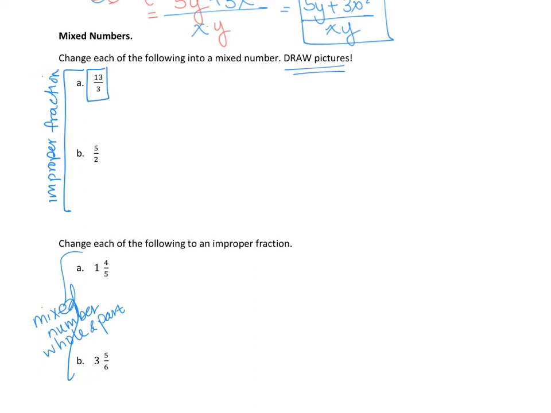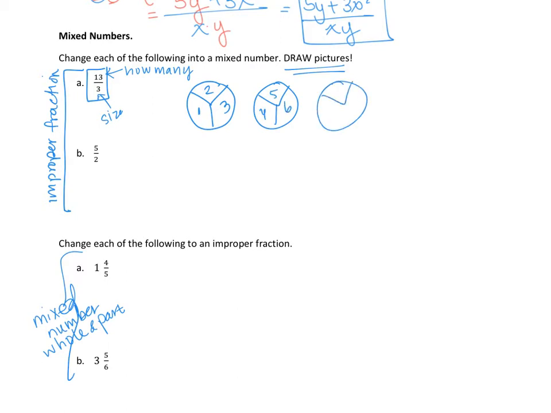So let's think about 13 thirds. Remember, 3 is our size and 13 is how many. So again, we know that this is improper because the top is bigger and we're going to be making some wholes. So I'm going to need 13 thirds. So here's 1, 2, 3. We're going to have to make more. 4, 5, 6, 7, 8, 9. Pretend these are all equal thirds. 10, 11, 12, and then, oh, 13, finally reached it.